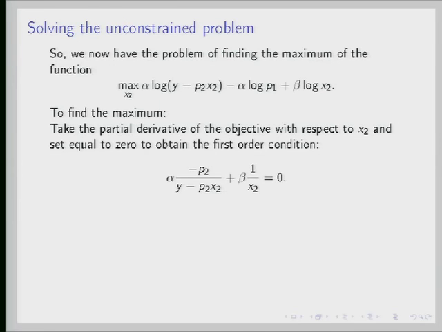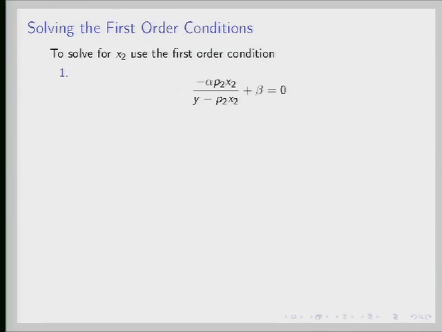Okay, so let's go ahead and proceed. So this is the first order condition, set it equal to 0. And we're going to solve for x2 here. So here I just rearrange stuff a little bit. This is still just one way of writing the first order condition.